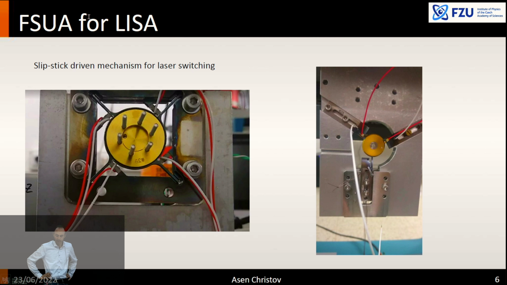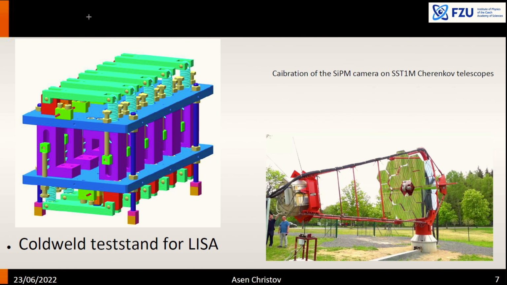So due to the requirements of LISA, the way of moving this is the so-called piezo slip-stick mechanism. We are currently developing this. We are trying to make a lightweight, reliable version with low power consumption and a lot of redundancy, as required in almost all space missions. And we need to test also other aspects like this cold welding.